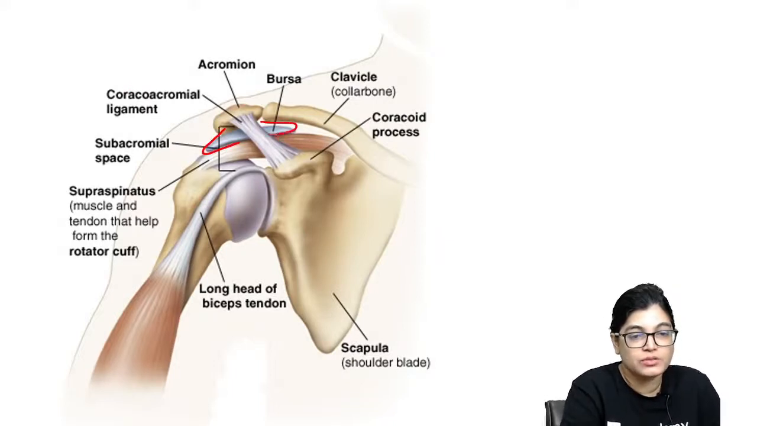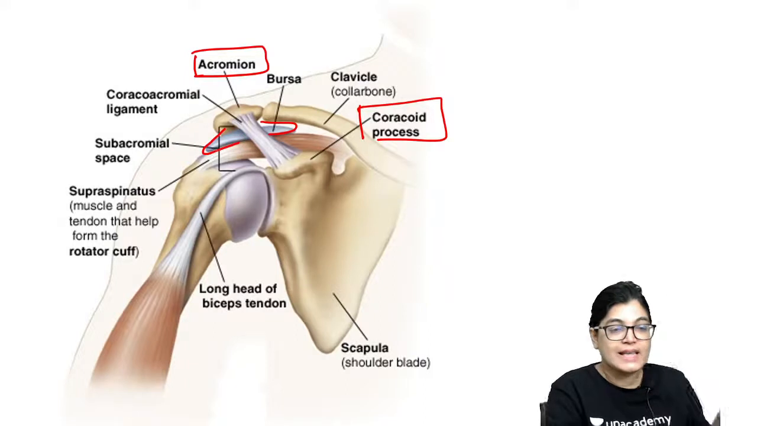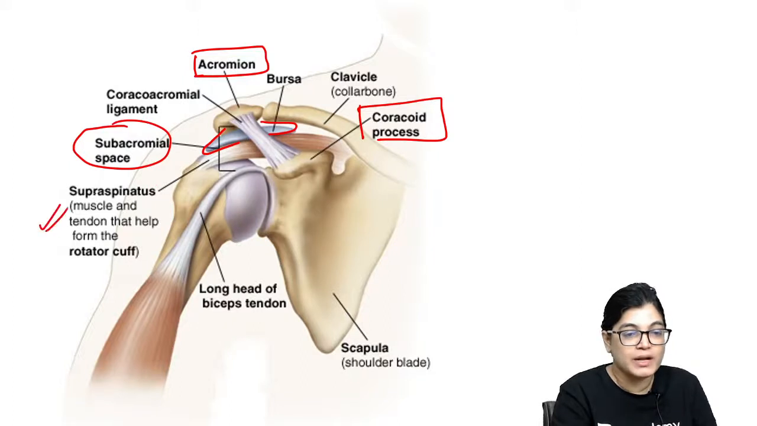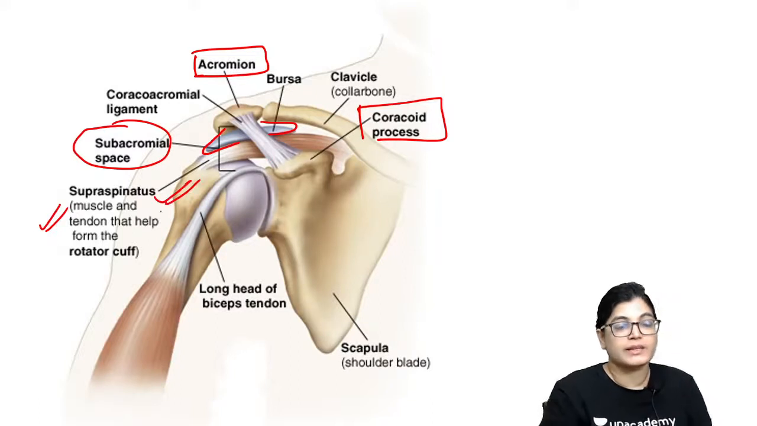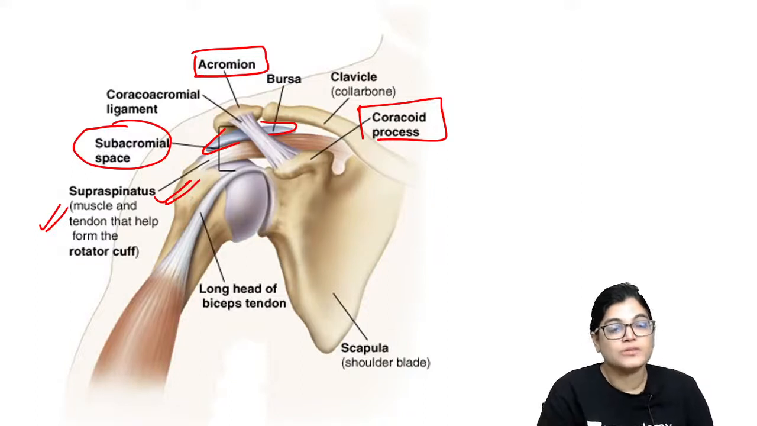Now one more thing which I want to show you here is the location of the subacromial bursa. See here, this is the acromial process of the scapula, this is the coracoid process of the scapula, and the exact location of the subacromial bursa or space is lying above the supraspinatus muscle. It is sandwiched between the acromial process, coracoacromial ligament, and the muscle tendon. Which muscle tendon? Supraspinatus muscle tendon.